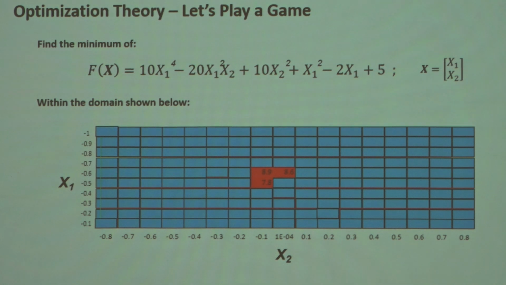7.8. So we went lower still. Okay? We chose that middle point. We got some value. We picked a direction at random. And then we said, okay, great. Then we picked another direction at random. And it turns out the second random direction was better.